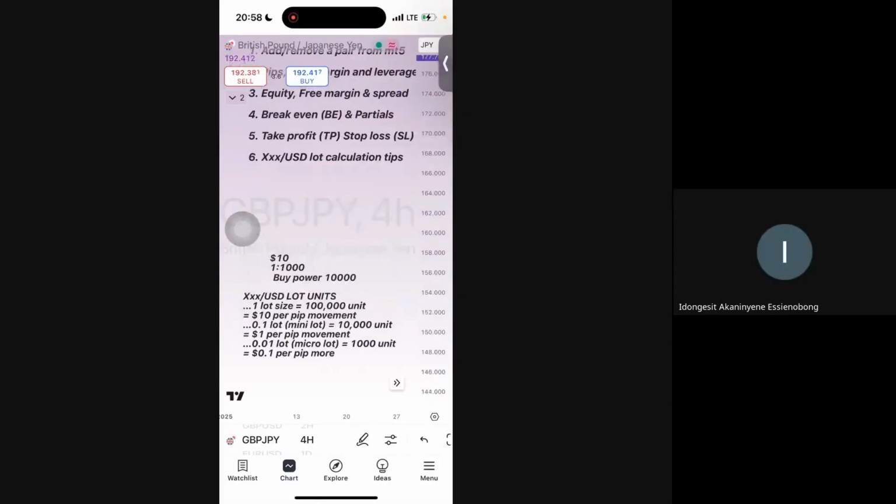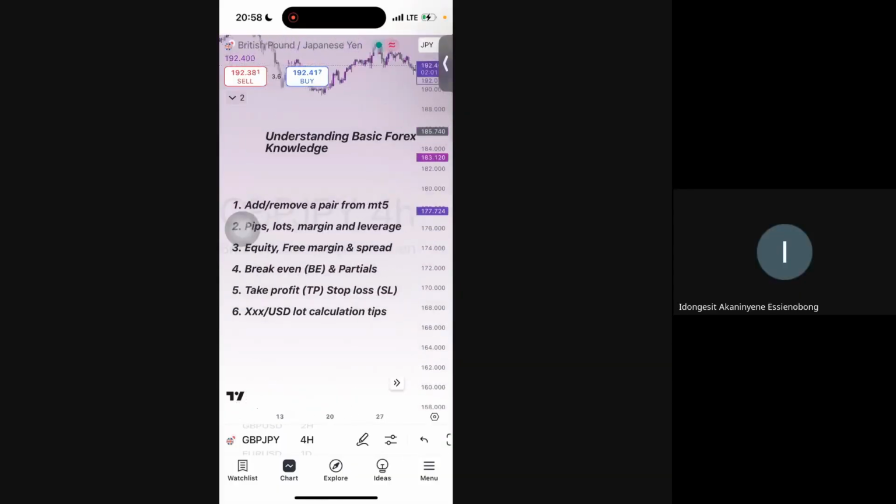I thought I had something. Oh, okay. Yeah, the margin. I've explained pips, lots, leverage, the margin, equity, free margin, and spread. Now, let's go to our MT5.